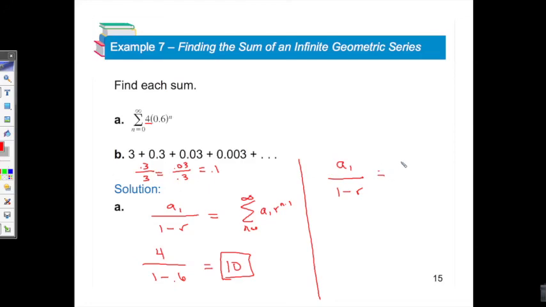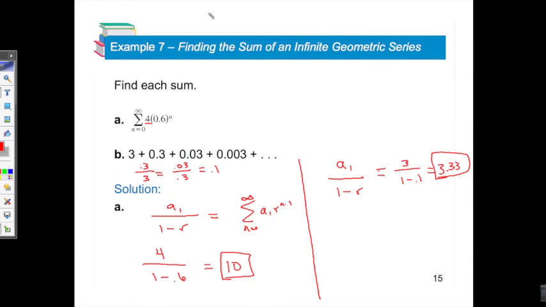So I'm going to take the first term, 3, and I'm going to put it over 1 minus that tenth. And what am I going to get there? If I do 3 divided by 1 minus a tenth, so 3 divided by 0.9, it's going to be basically 3.33. And that's what I'm getting for my summation of the infinite series that looks like this.